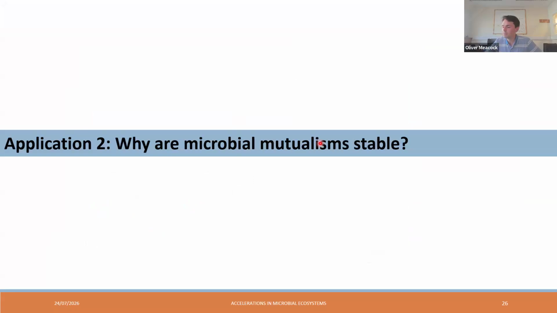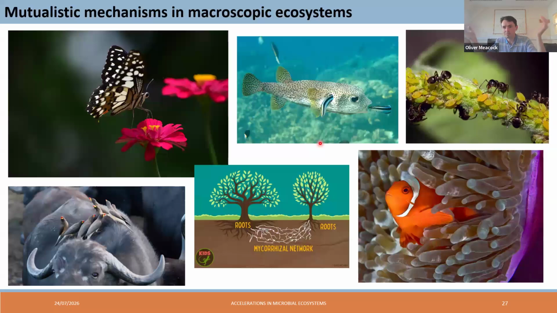All right, so I'll move on to the second application, which is to ask why microbial mutualisms are stable. So this is the preprint, which I think you originally got in touch with me about. So this is more recent results. So you might be wondering why I'm asking why microbial mutualisms might be stable. I mean, what is a mutualism to begin with? Again, you might not be familiar with these.